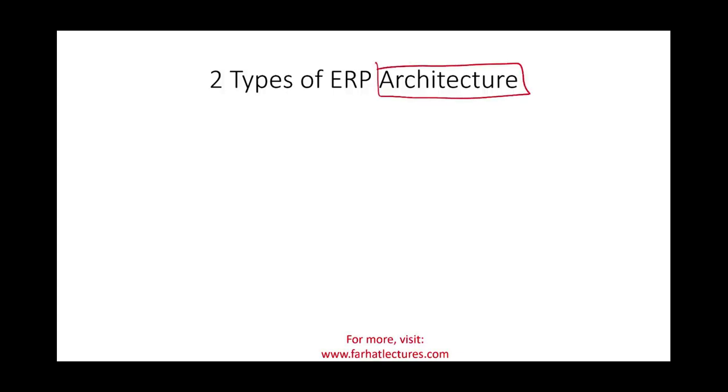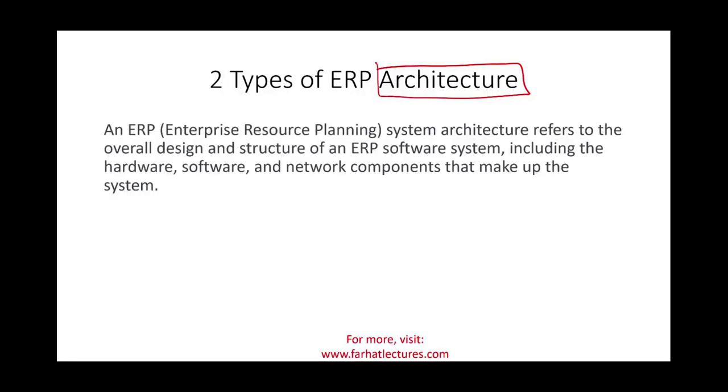There are two types of architecture for an ERP system, or at least this is what's available now. So what is an architectural system for an ERP? Well, it refers to the overall design and structure. Basically, how is the ERP system designed? How is the software designed? It includes hardware, software, and network components that make up that system.